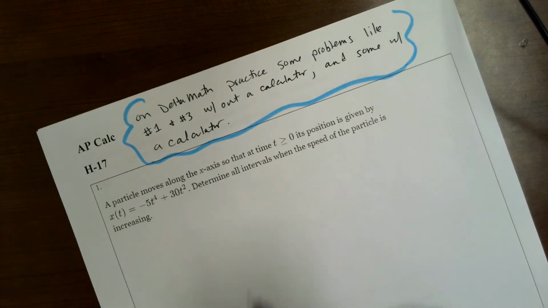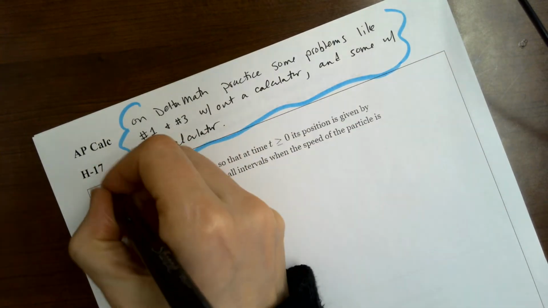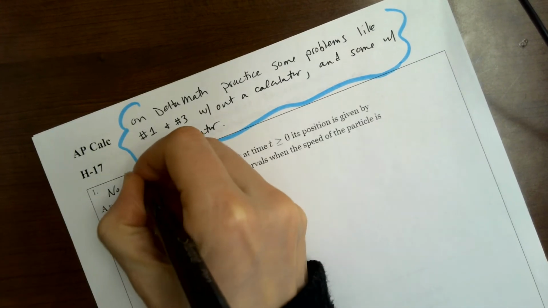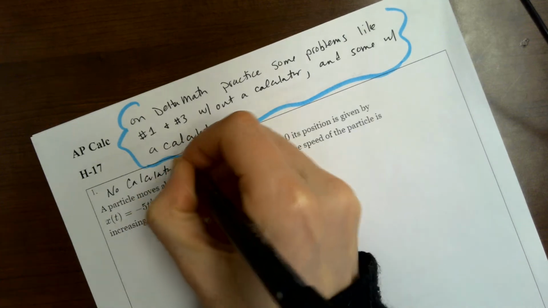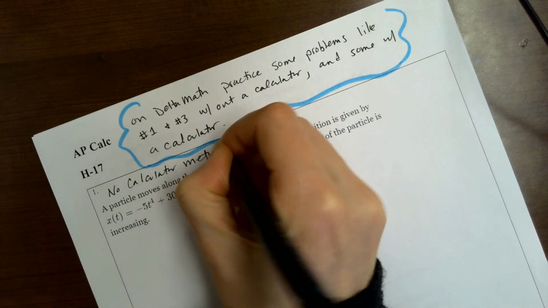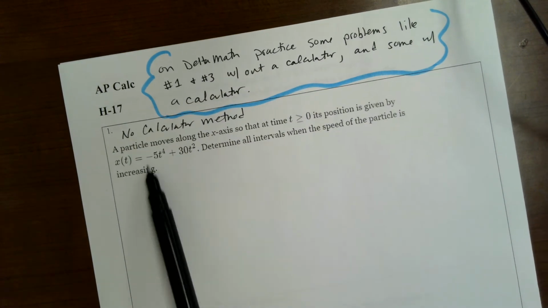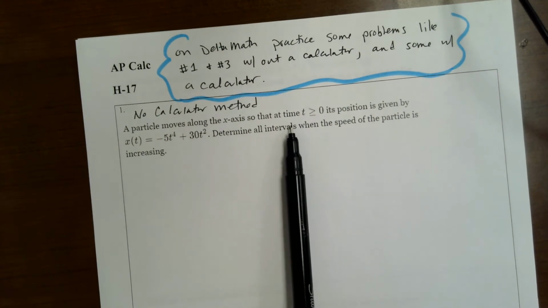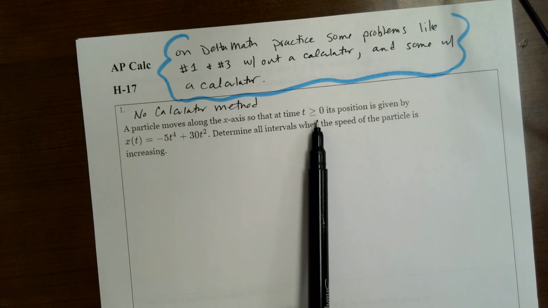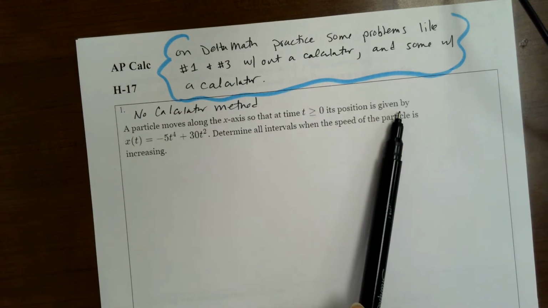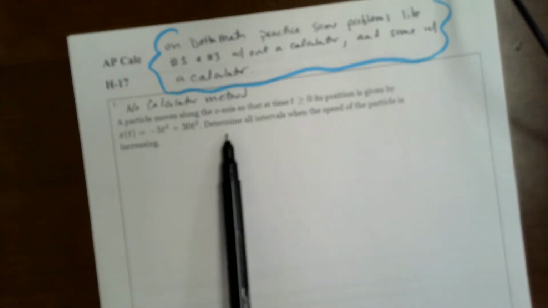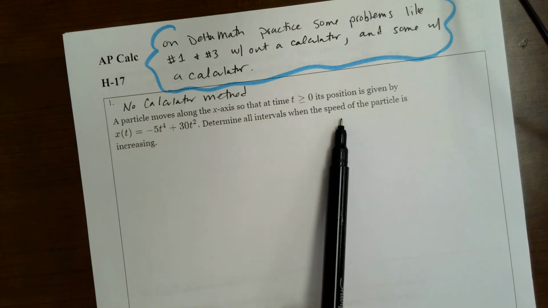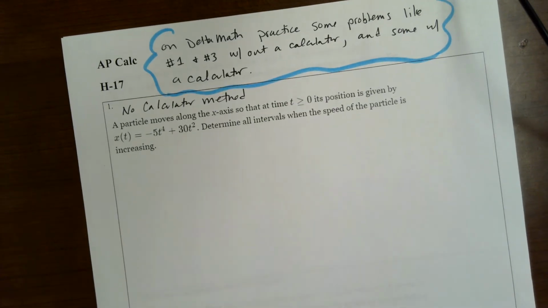So number 1, let's do this. This will be the no calculator method. So we've got a particle. A particle moves along the x-axis so that at time t greater than or equal to 0, its position is given by this function. Determine all intervals when the speed of the particle is increasing.